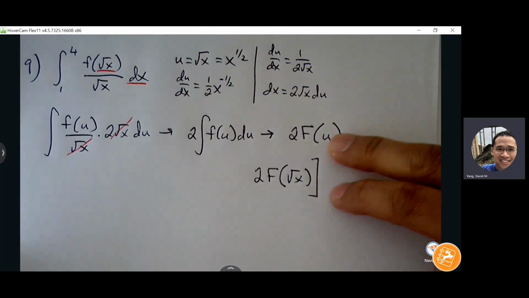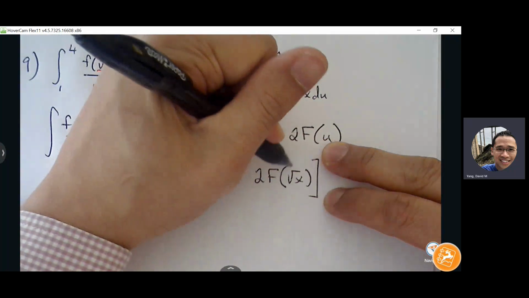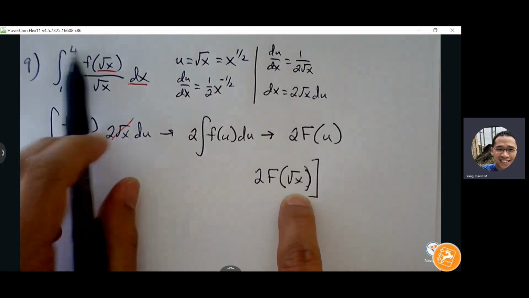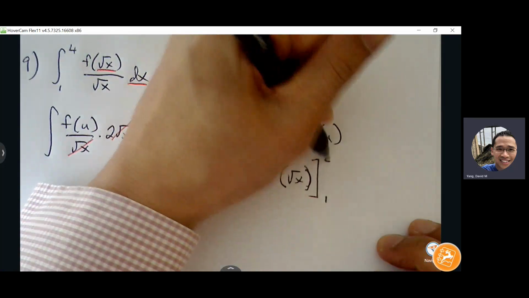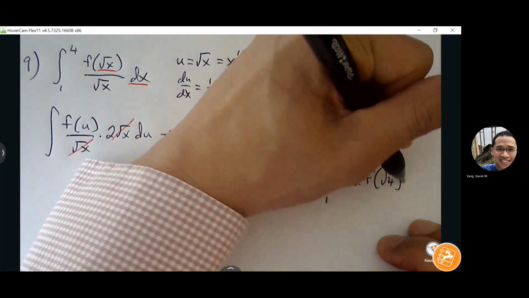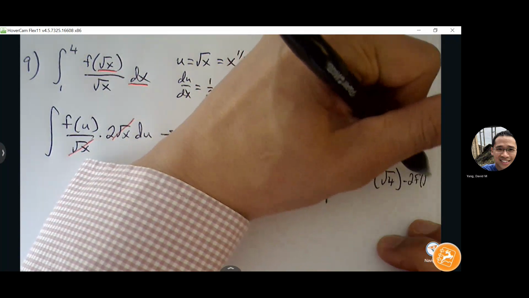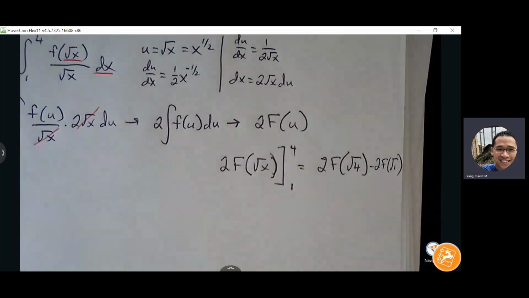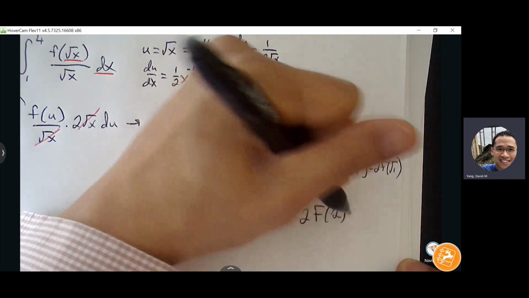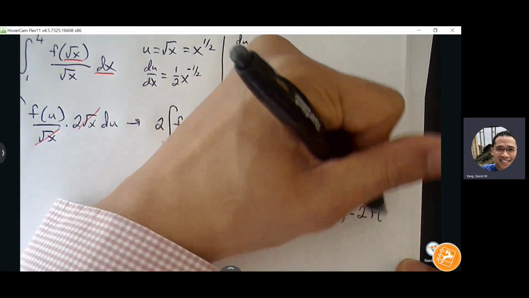And now I can work in the bounds, right? Now that I have my antiderivative in my original variable, I can use the 1 and the 4. So root 4 is the same thing as 2. So I have 2 uppercase F of 2 minus 2 uppercase F of 1.